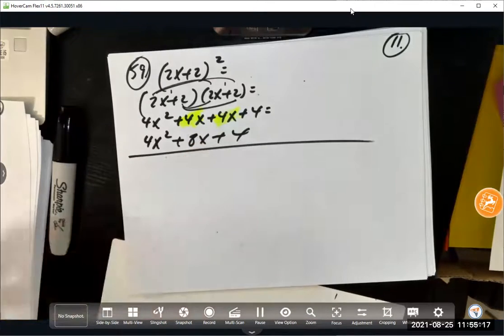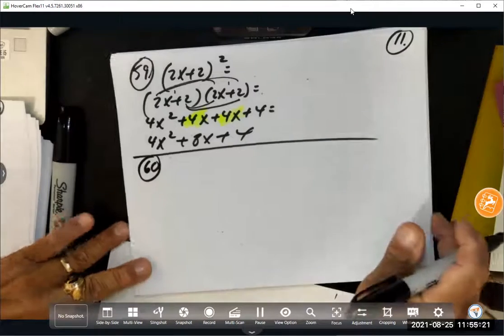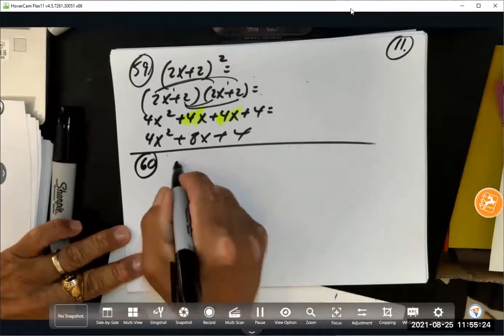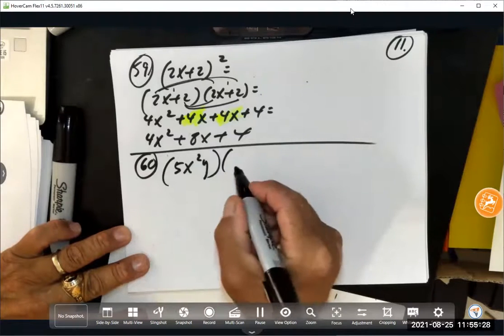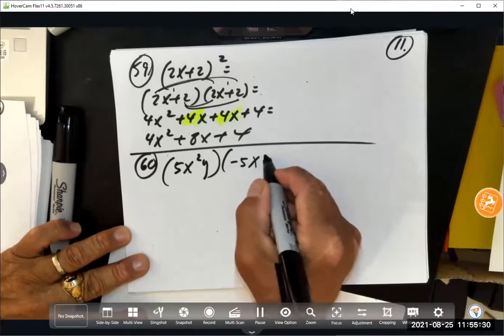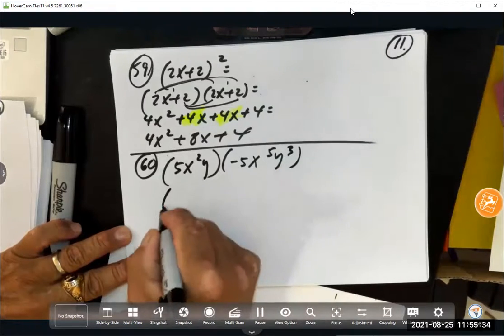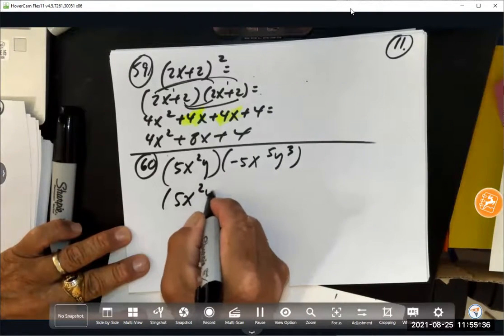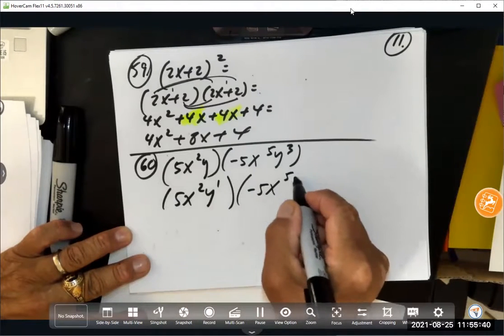Yes. All right. Let me do one that you have to change the powers. Okay. Number 60. 5x second to the y power times negative 5x to the 5 y to the 3. So 5x second y1 times negative 5x to the 5 y to the 3.